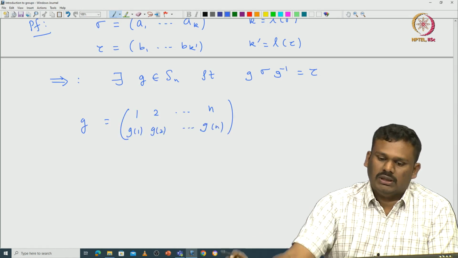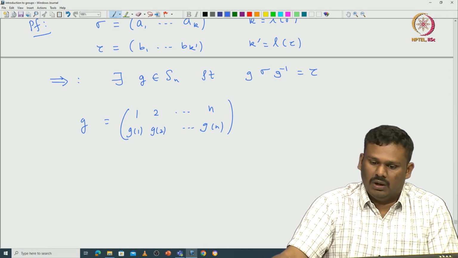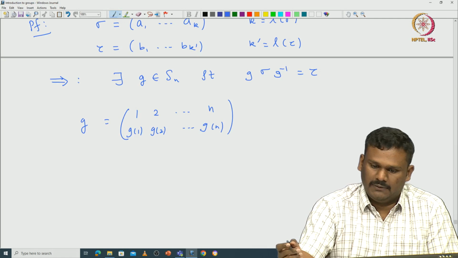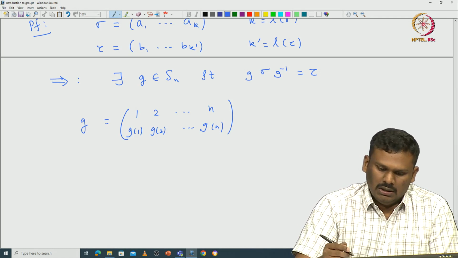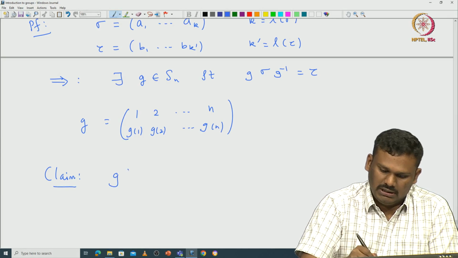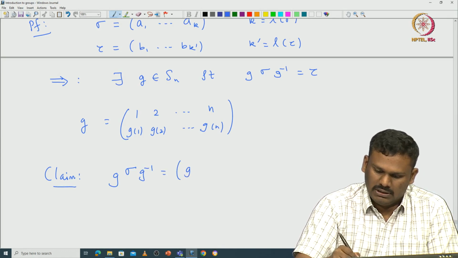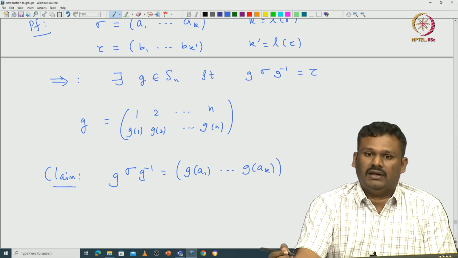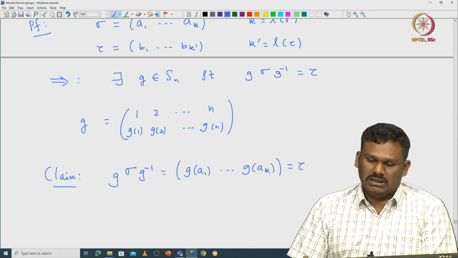g of n on the bottom. Then let us compute g sigma g inverse using the definition and see what we get. From that it will become clear that tau must have the same cycle type, which is exactly that the length of tau is k. It is a cycle of length k. So the claim is, if you take this g sigma g inverse, it is going to be the cycle (g of a1 ... g of ak). So it is a cycle of length k, and that has to be exactly equal to (g of a1 ... g of ak).